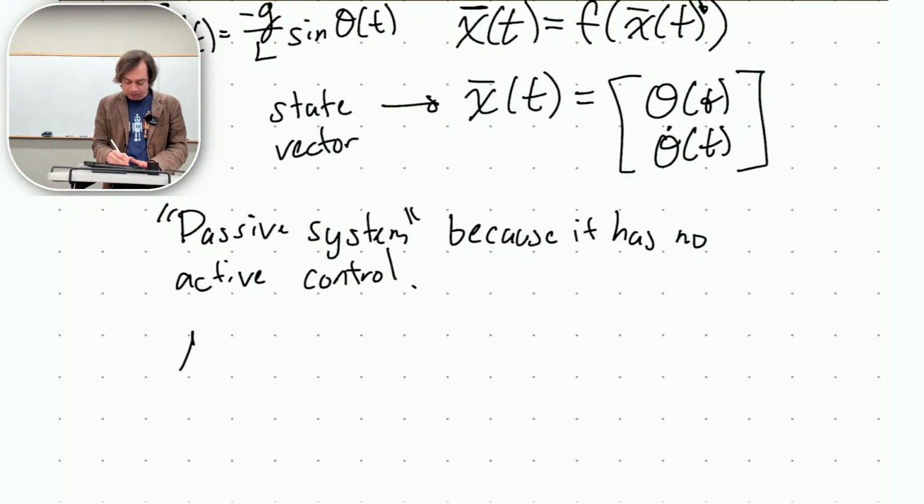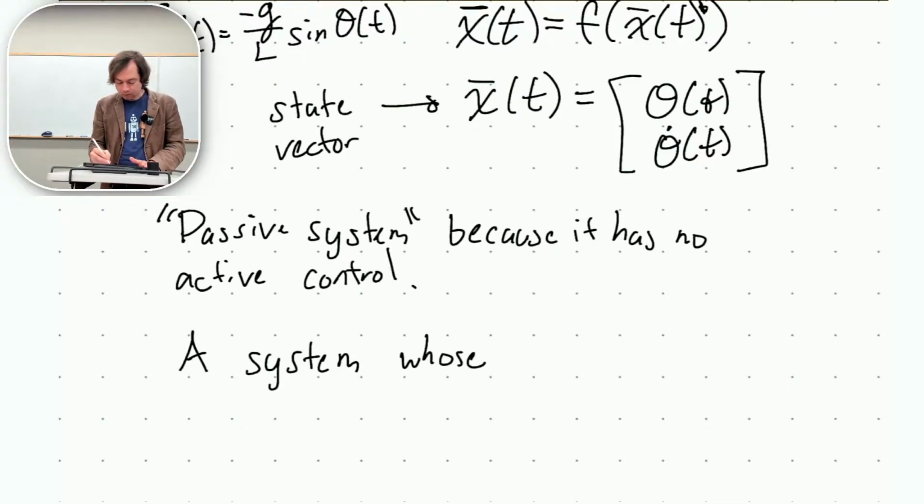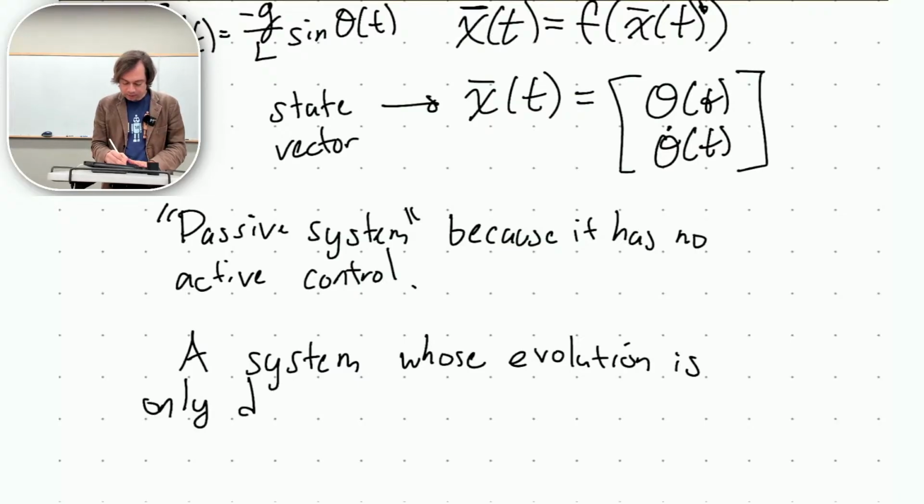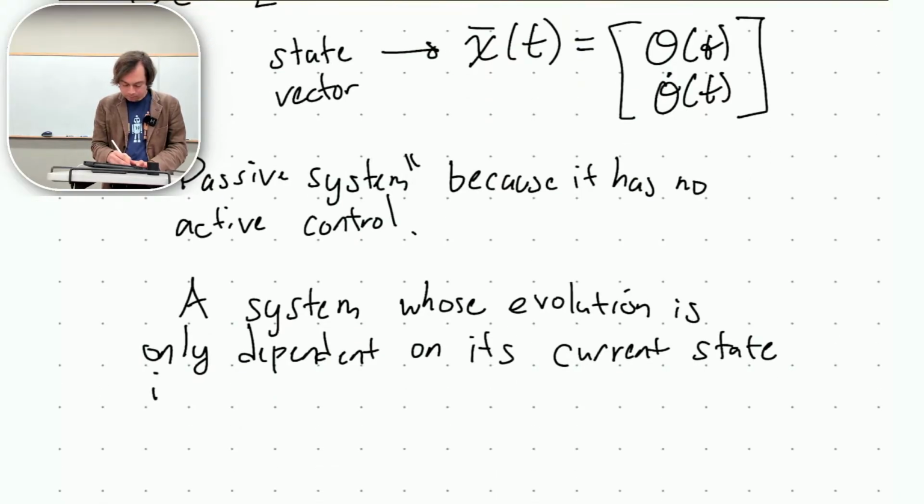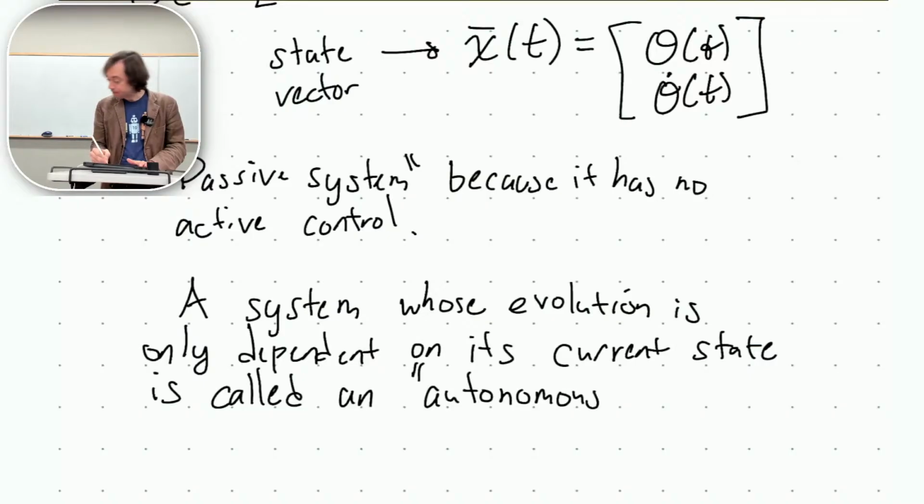A system whose evolution is only dependent on its current state is called an autonomous system.